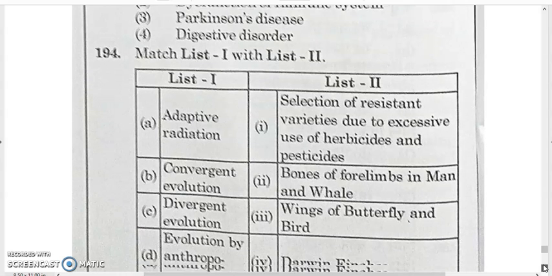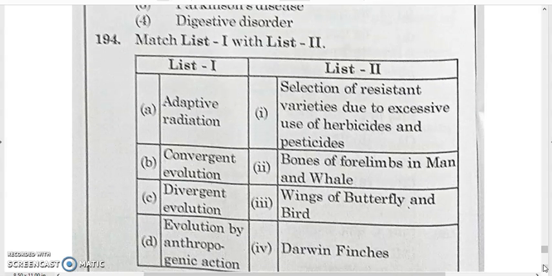Match the following list with the ones in the other list: adaptive radiation, convergent evolution, divergent evolution, evolution by anthropogenic action. Now, adaptive radiation: Darwin's finches. Darwin's finches developed due to adaptive radiation, and different finches have different food habits. Depending on the food habit, they have developed different beak sizes and shapes of the beak, which also depend on the environment where they live. This is an example of adaptive radiation.